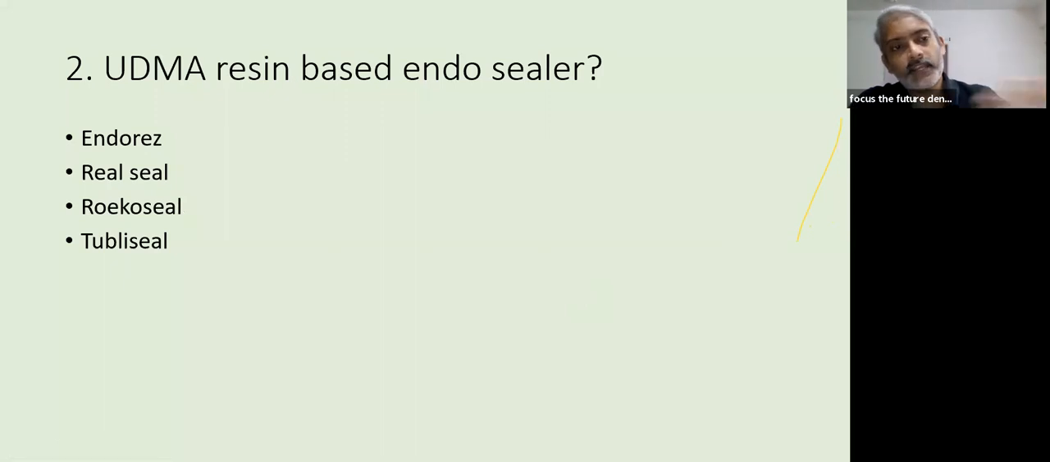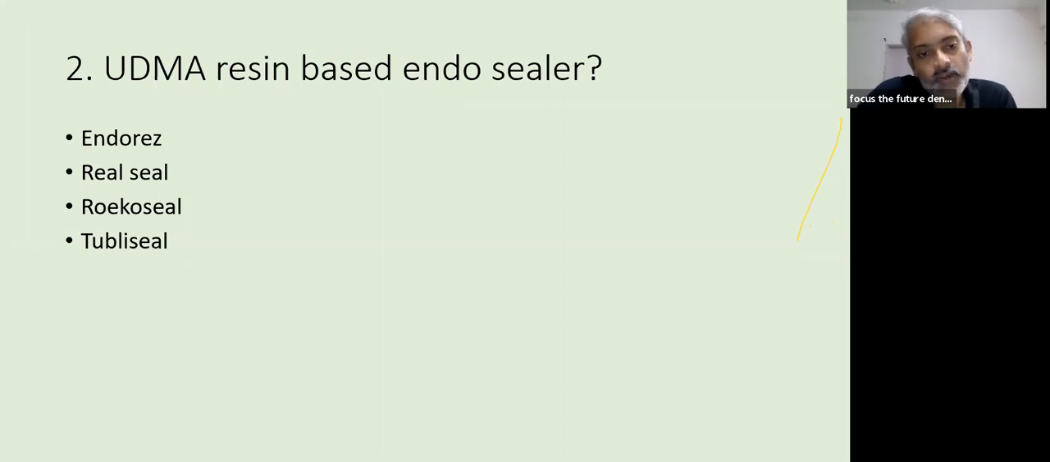UDMA resin-based endosealer. Which is the UDMA resin-based endosealer? So now they are asking a very specific question. They are not asking which among the following is a resin-based endosealer. They are asking which is the specific UDMA resin-based endosealer. That means that you have to really know each and every type of resin sealer. So you have EndoRes, Real Seal, Rocco Seal, and Tubli Seal.